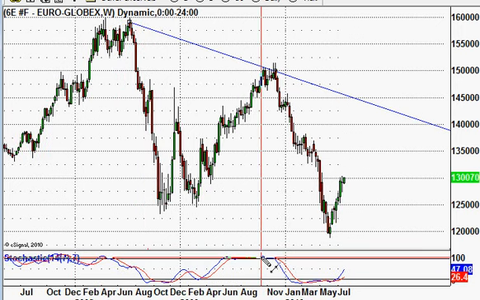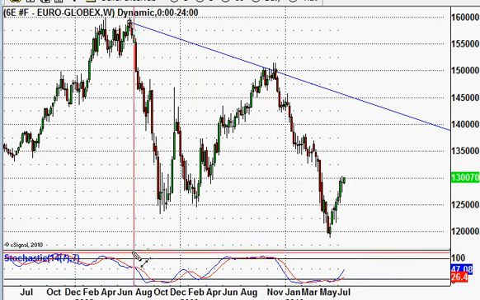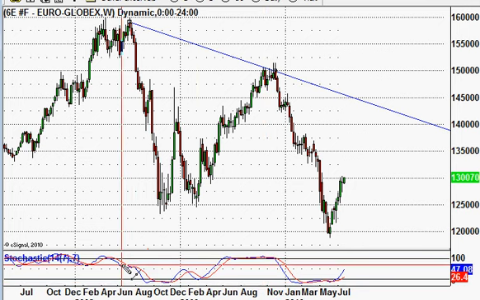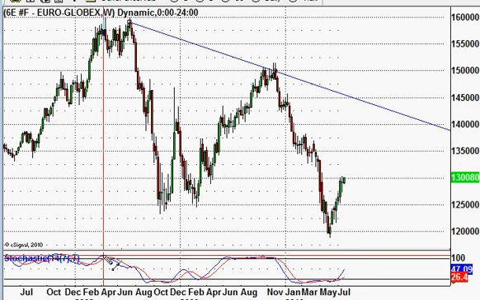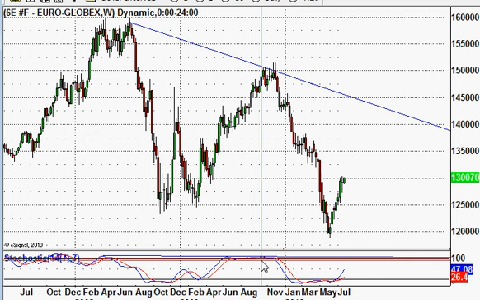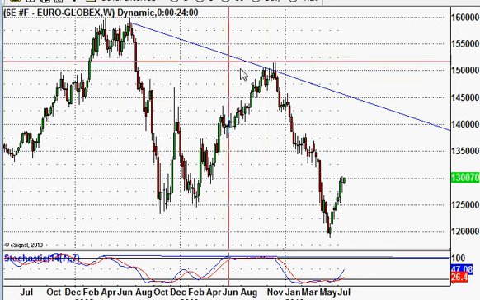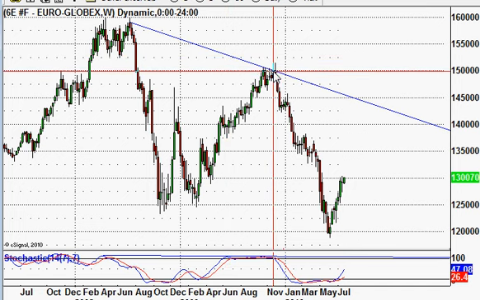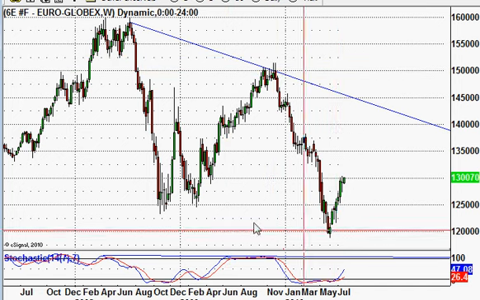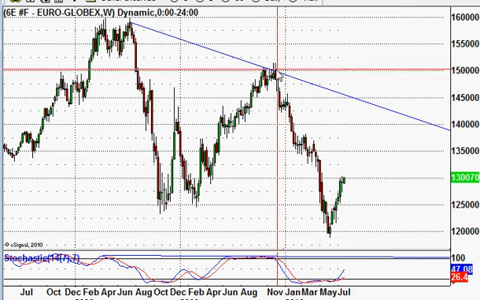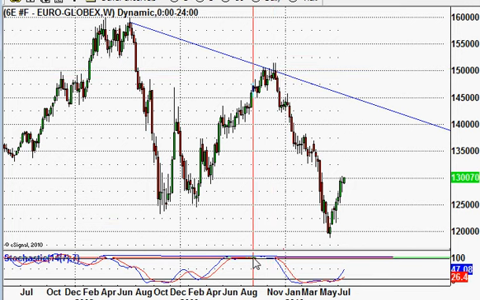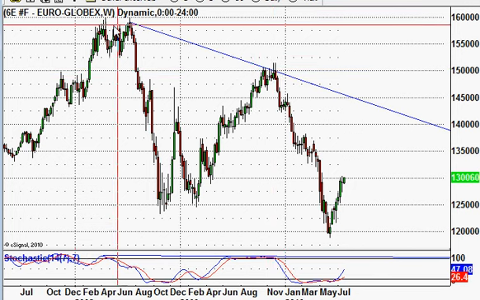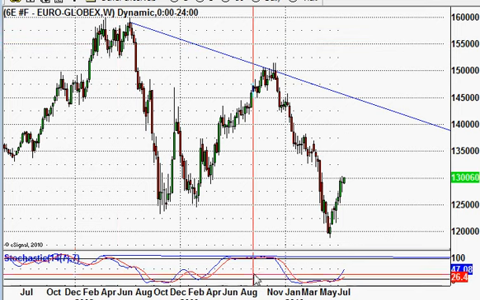So this top on the stochastic is here and this top is here or here. So stochastic is at or above this one and the price is much lower. This is a negative divergency, so the price goes down lower than this low. Okay, divergency, so price is lower, the stochastic at or above the previous high.